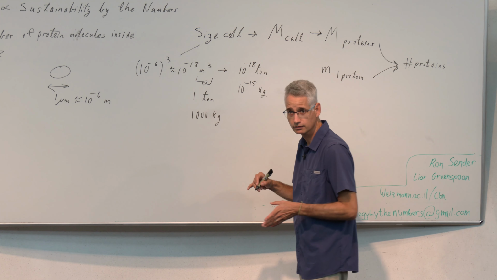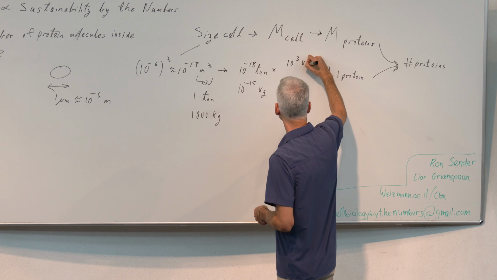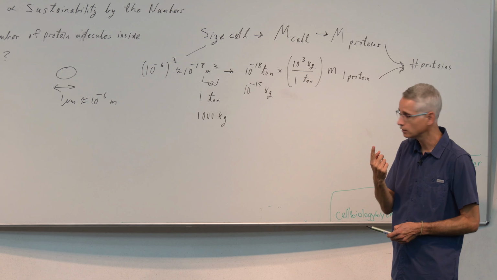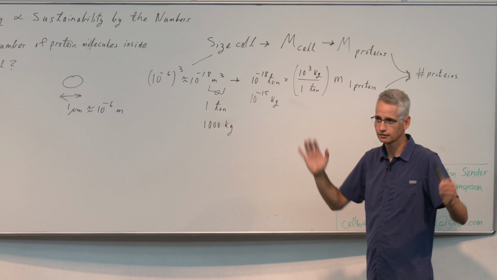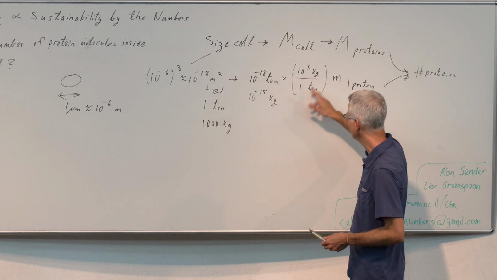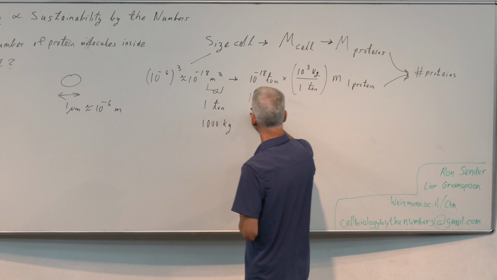You multiply by 1. What do I mean? I multiply it by 10 to the 3 kilograms divided by 1 ton. How much is this? This is 1. Multiplying by 1 is the one thing you're always allowed to do in life. So if I multiply by 1, now it's good. Minus 18, 3 is 15. So 10 to the minus 15 kilograms, which is also 10 to the minus 12 grams. How do I know? Same trick. Okay, so far so good. So I now have the mass of the cell.